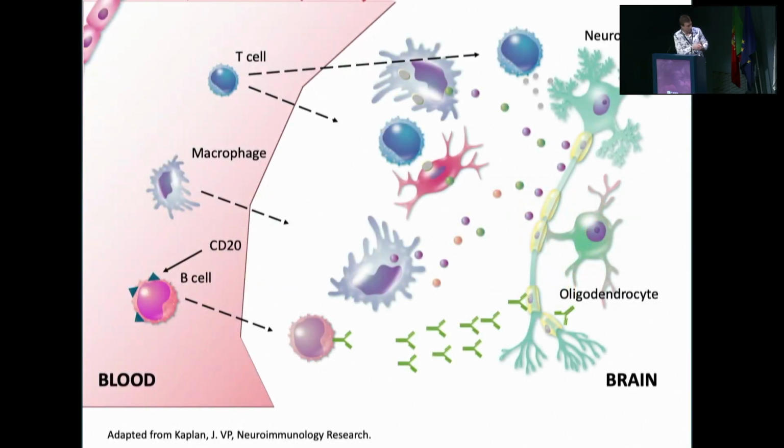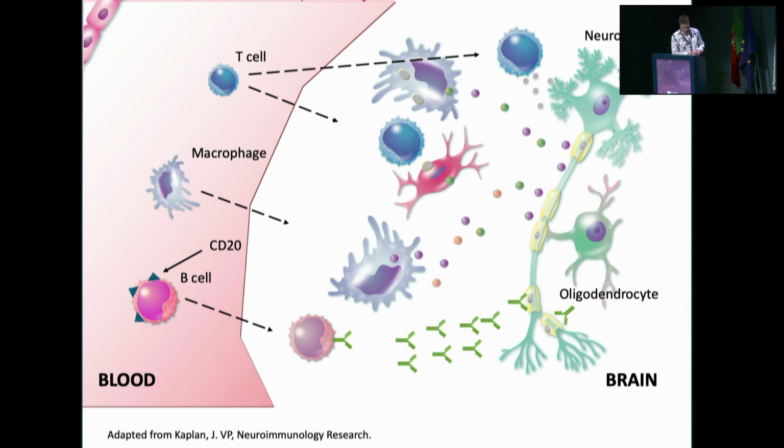Now, this is a blood vessel, and this is the brain. And in MS, both innate immune cells, such as macrophages, and adaptive immune cells, T cells, traverse the blood-brain barrier. They move into the brain where they damage myelin sheaths and axons in different ways.